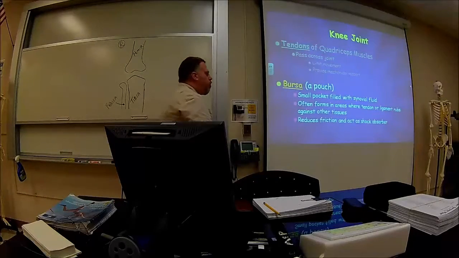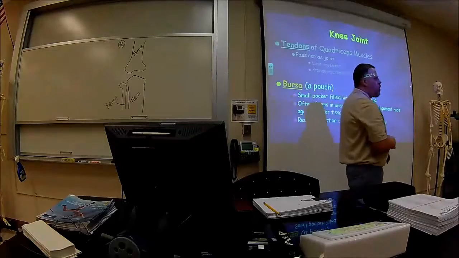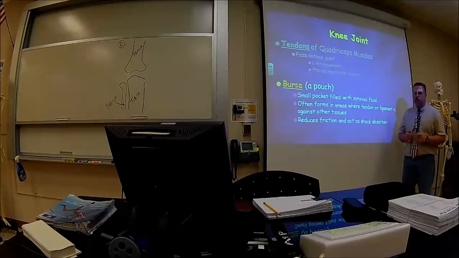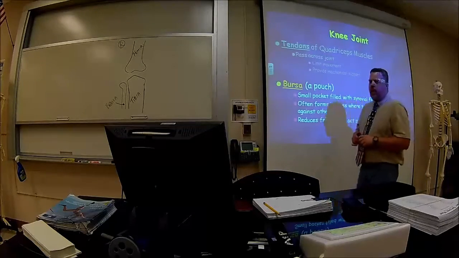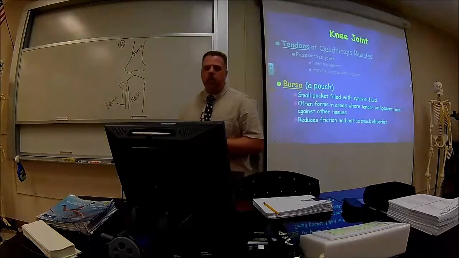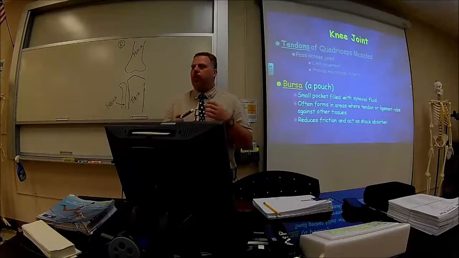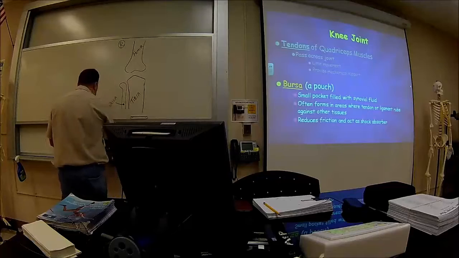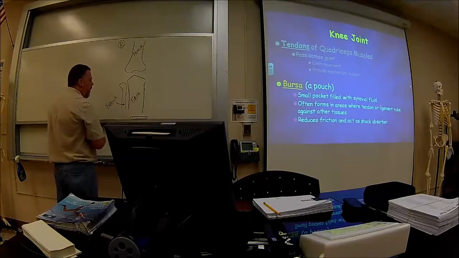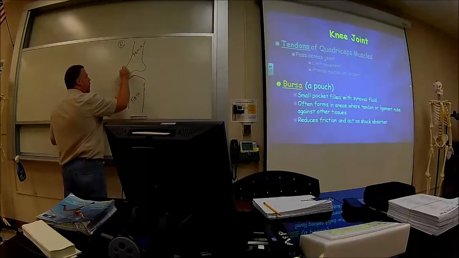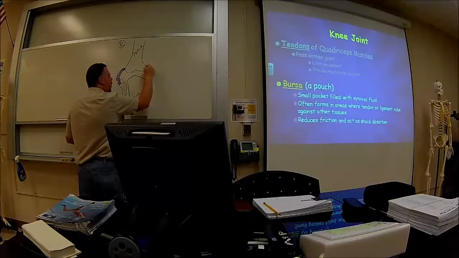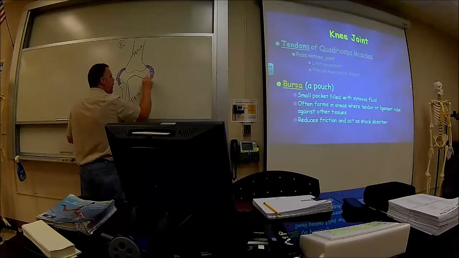Then we also have bursa. Bursa are small pockets filled with synovial fluid, and they tend to form in areas where tendons or ligaments will rub against other things, like bones, okay? And it reduces the friction. So what we have over here is that if we have a ligament here and a ligament here, again, bone to bone, it's got to be a ligament.